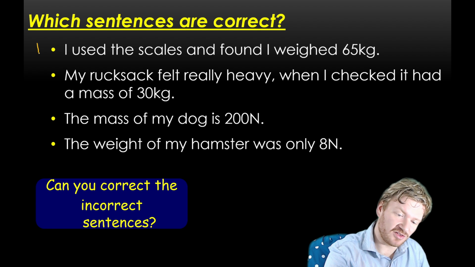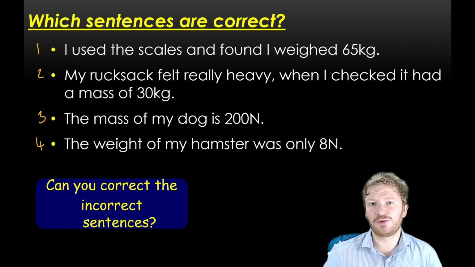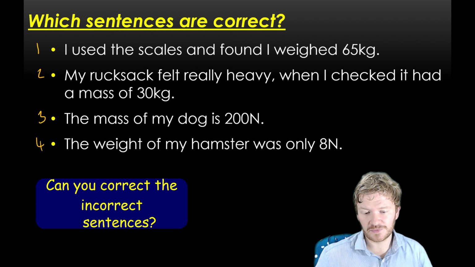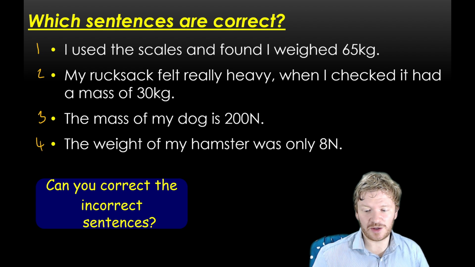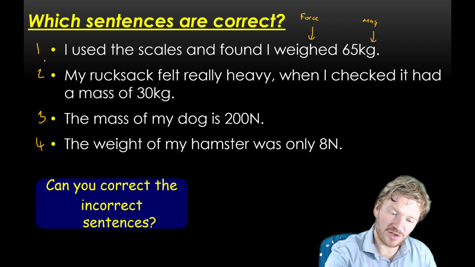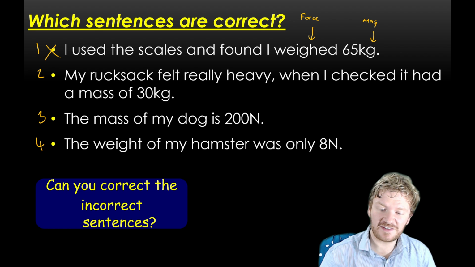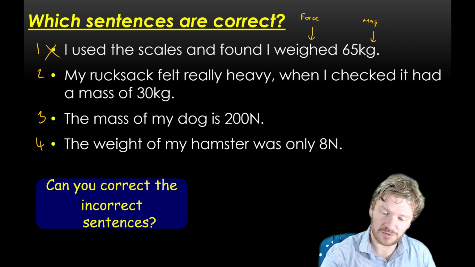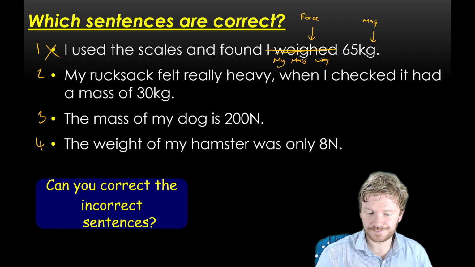So I'm going to number these sentences 1, 2, 3, and 4. And I want you to tell me which ones are correct. Well, I used the scales and found that I weighed 65 kilograms. Weight is a force. Kilograms is used to measure mass, so this is not correct. If I said I used the scales and found my mass was 65 kilograms, that would be correct.